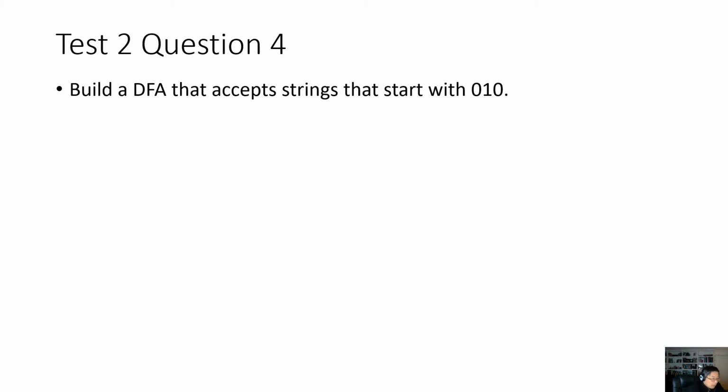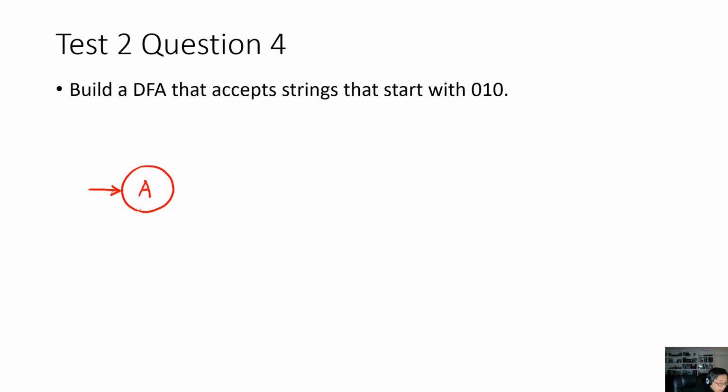Okay, let's first look at question 4. Question 4 says, build a DFA that accepts a string that starts with 0, 1, 0. While there's no standard format for this kind of problem, there's an easy way to start. To build a DFA, we need to start from the starting state, right? So let's say the starting state is A, and it always comes with an arrow from nowhere. Okay, so that's the starting state.